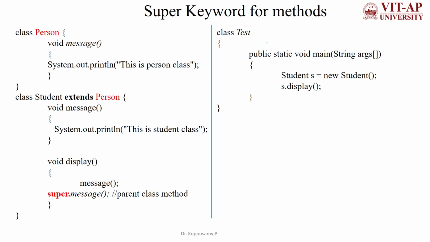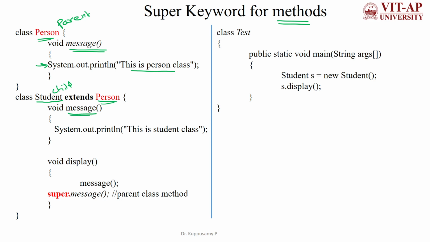Like that, if you want to call the methods which are defined inside the parent class, then we can use the super keyword. The parent class Person has the method message, which has a single statement. It just prints the statement, this is person class. Now we are defining the Student class. This is the child class, which is an extension of the parent class Person.